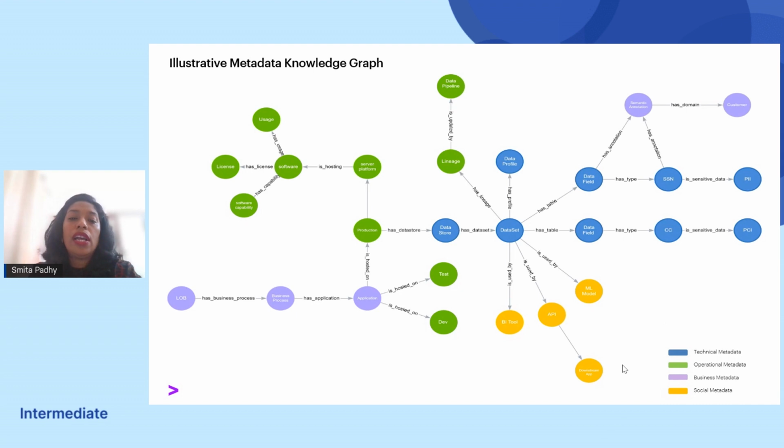metadata knowledge graph. So if I can draw your attention to the blue bubbles, they represent the technical metadata. For example, what is the data type? What are the data fields? Are they sensitive, etc.? The operational metadata is represented by the green bubbles and tells us about where the data was hosted, how it was updated, the licensing detail of the data store, etc. The purple bubbles are the semantics. They provide the business context to the data. The amber bubbles bring the social metadata and outline how the users interact with data.